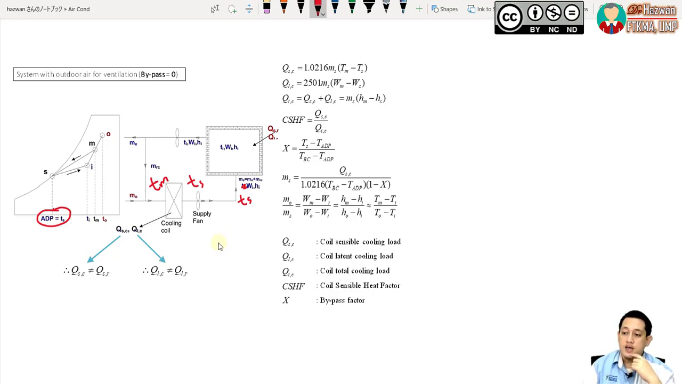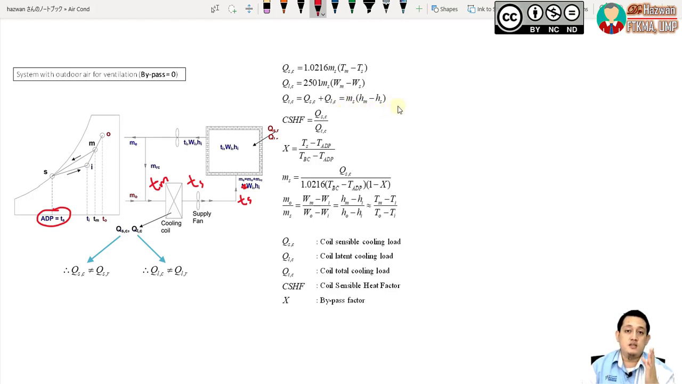Okay, so which is why, if you look at this equation here, to calculate the sensible heat of the cooling coil, we use Tm minus Ts. Same with latent heat, we use humidity ratio Wm minus Ws. So the total heat of the cooling coil here is sensible plus latent, so it is QSC plus QLC. Yeah, sensible plus latent. Or we can also use this one.